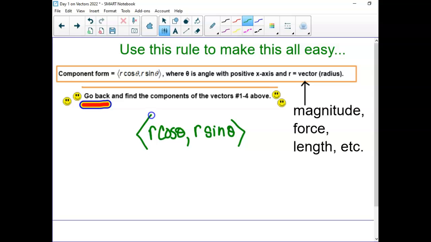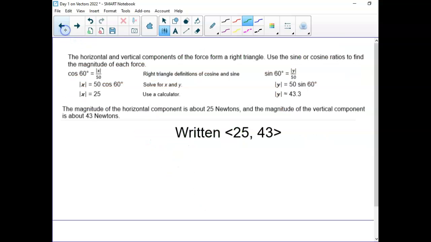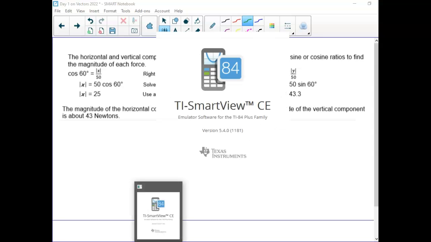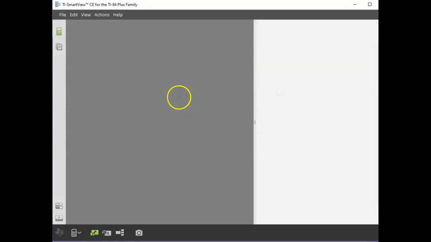So if we can just remember that, we don't have to do a lot of extra thinking. So we're going to go back. They finished this one. They typed 50 times the cosine. What mode should our calculator be in for these questions? Degrees. Yes, the angles we're talking about are degrees. So we need to make sure we're in degree mode.